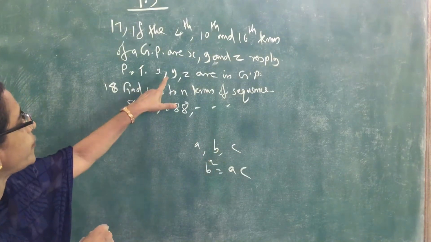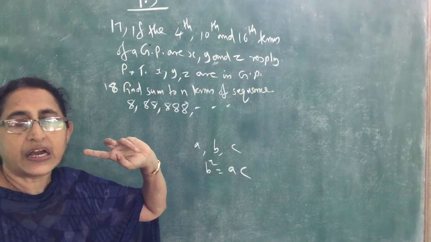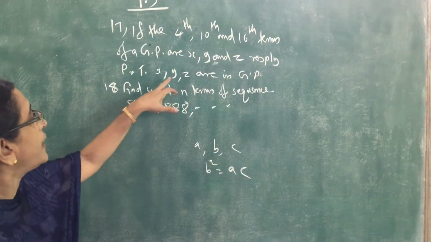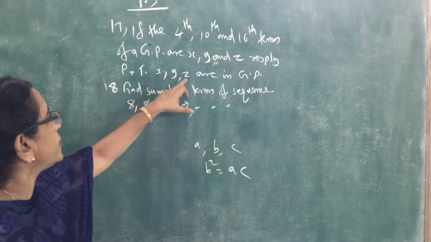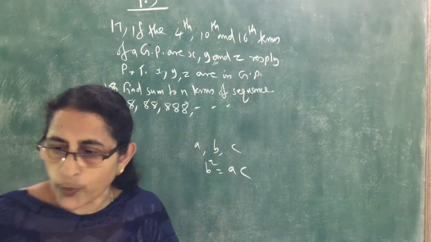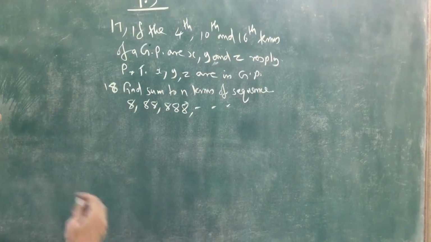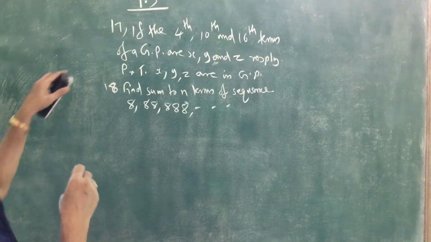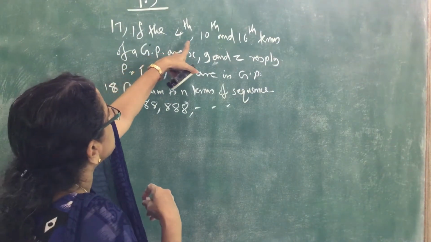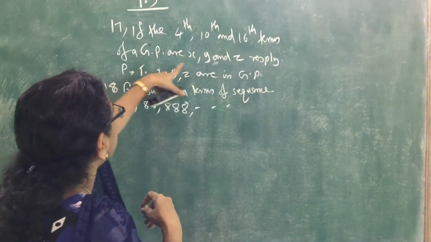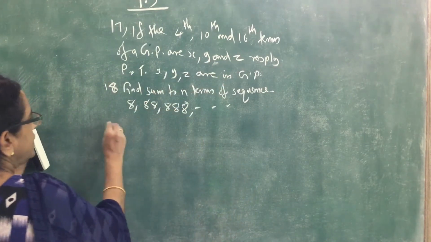Here we want to prove x, y, z are in GP. For that, it is enough to prove that y square equals x into z. That is what we are going to prove. Given that the 4th, 10th and 16th terms are x, y, z respectively.